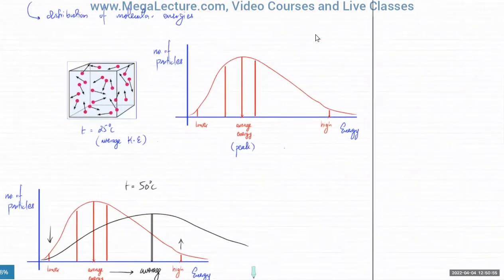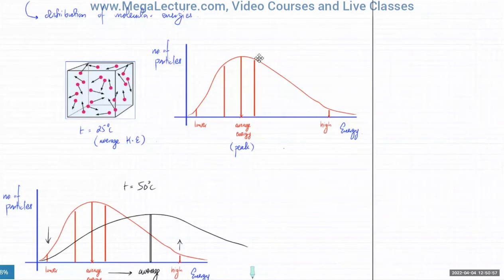Okay, just remember that the container will have particles at a lot of energies, very few particles at higher energy, very few particles at lower energy. Most of the particles would be around the average energy, and the height is the number of particles. If the container is at 25, not all particles would be at 25. Some would be at 23, a lot of them would be at 24, a lot of them would be at 25. They would be around the average energy.